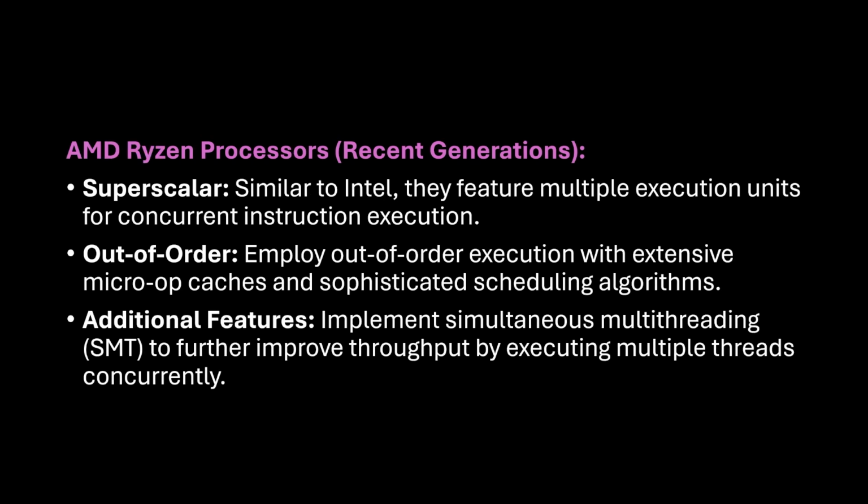For the second example, AMD Ryzen processors, recent generations. Superscalar: similar to Intel, they feature multiple execution units for concurrent instruction execution. Out-of-order: they employ out-of-order execution with an extensive micro-op scheduler and scheduling algorithms. Additional feature: they implement simultaneous multithreading, SMT, to further improve throughput by executing multiple threads concurrently.